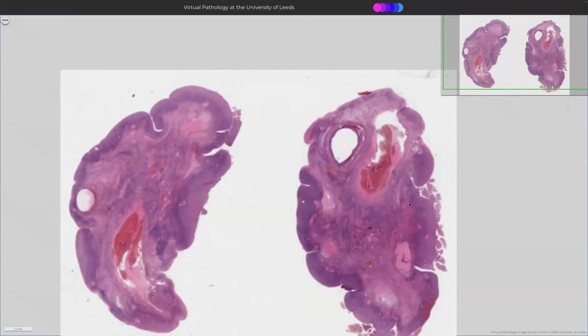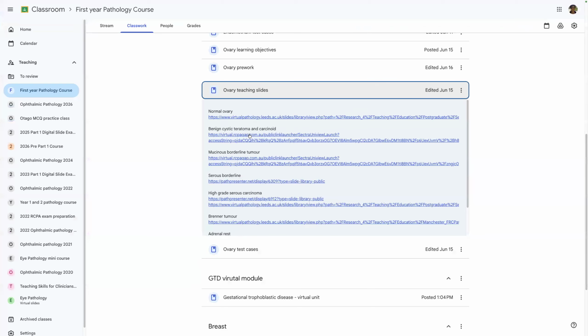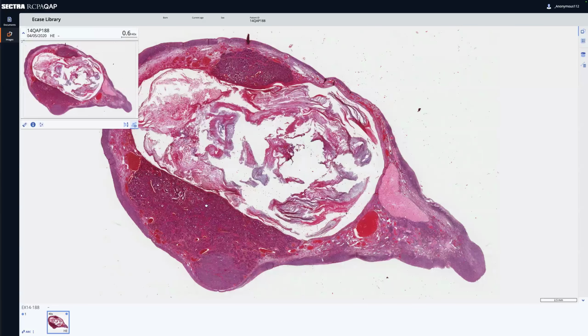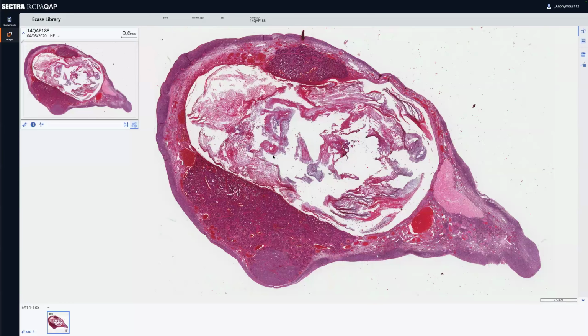Right. Normal ovary. Great. Let's go to the next bit. So, all right, we're going to look at this one now from the eCase library. Here's an ovary and there's something wrong with it. It looks like the middle is filled with keratin. So everyone is going easy, easy, benign cystic teratoma. Or at least I hope you are. But I'm going to tell you some tricks with benign cystic teratoma.